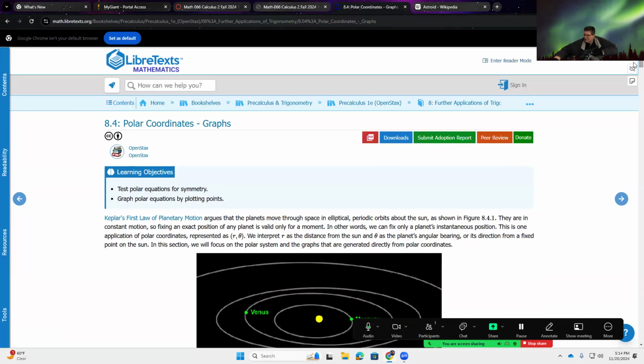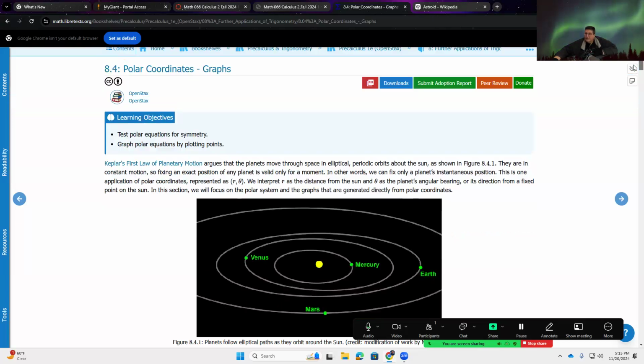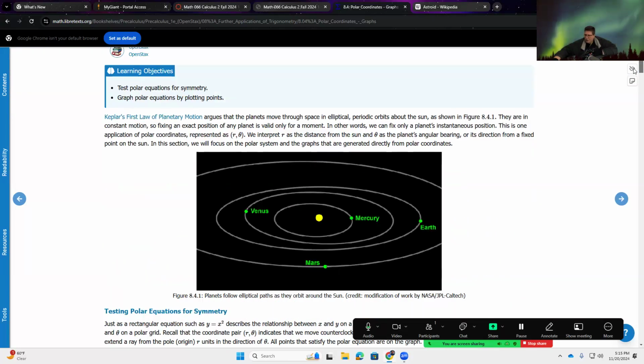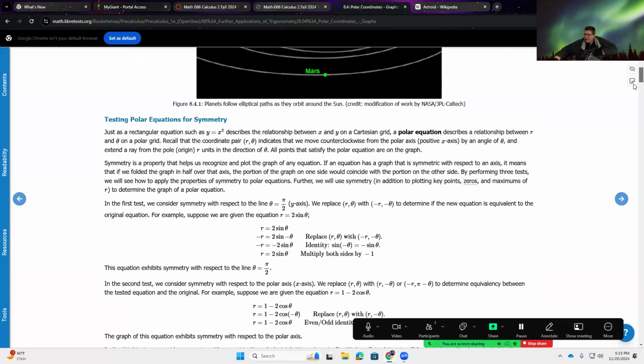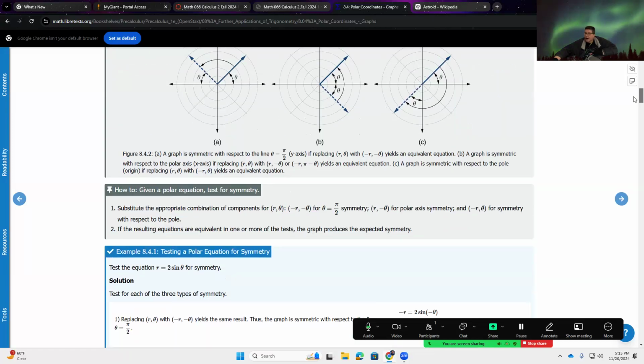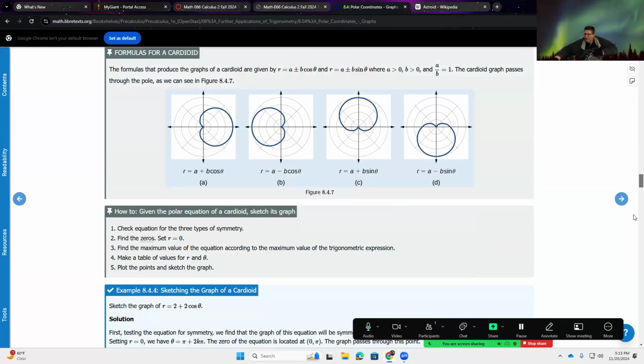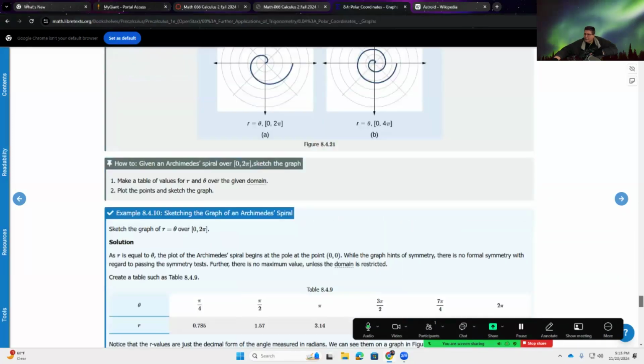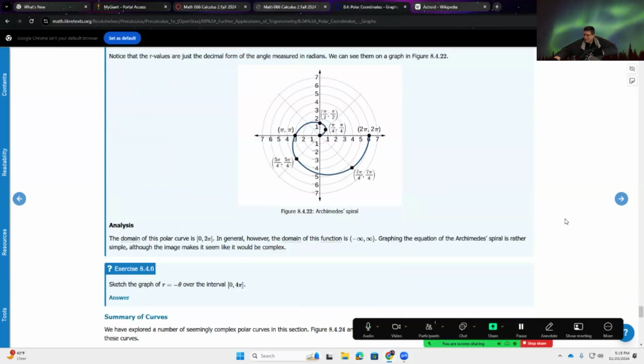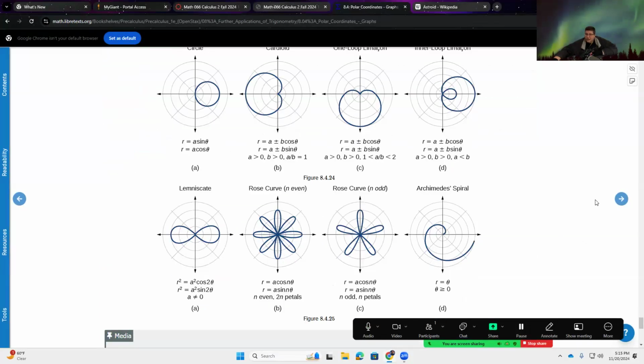This talks about Kepler's laws of planetary motion, they follow ellipses, so it uses some of this. But the graphs that I want to show you are at the very bottom here. So we're going to graph some of these. Circles don't have to be centered at the origin. And what you're going to do is make an r theta table, plug in values of theta, find out what r is, basically for all of these.